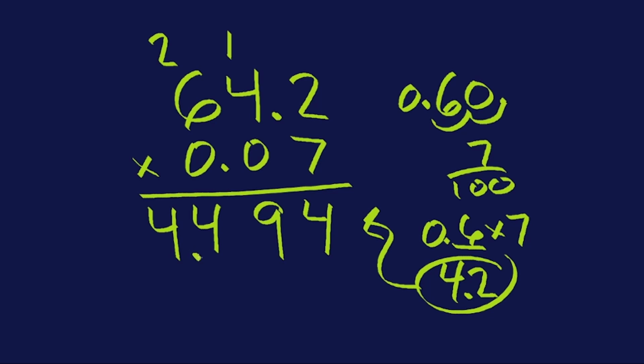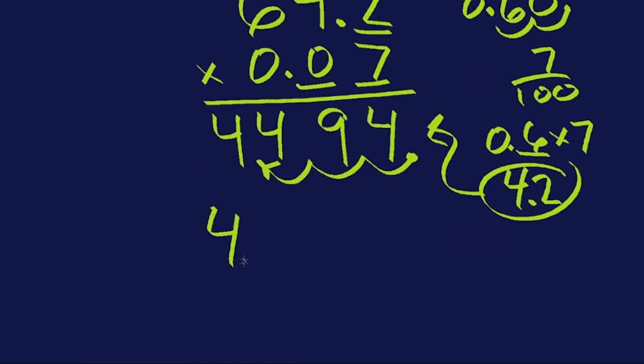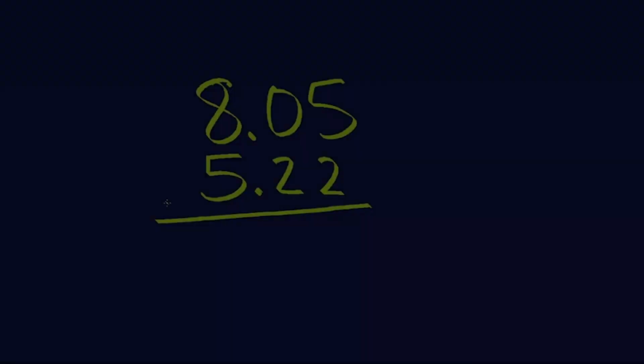Right here is looking good. But let's confirm it. How many digits do we have to the right of the decimal? 1, 2, 3. We start on the far right side and go over 1, 2, 3. It's confirmed. We counted the exact digits and estimated to find about how much it should be. This exact answer is 4 and 494 thousandths, or 4.494. Well done. And I've got one last example for you.